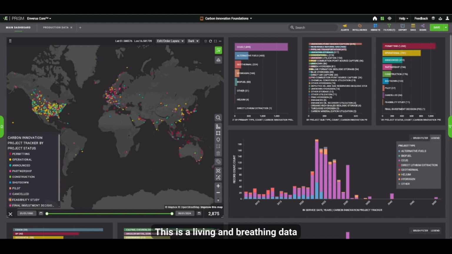This is a living and breathing data set that is updated daily to ensure that you as the user are looking at the most recent and relevant information across these technologies.